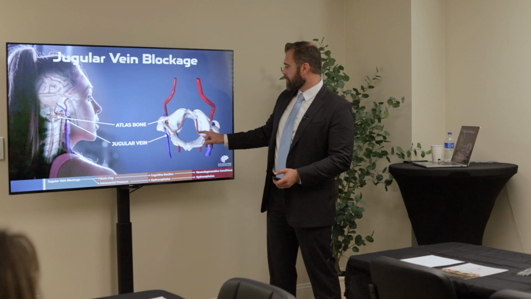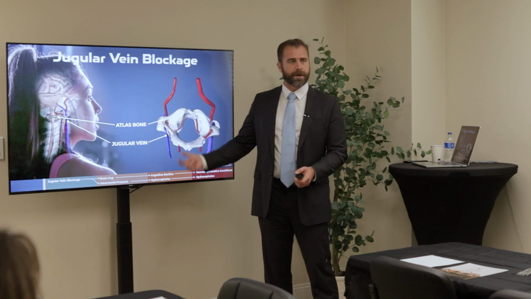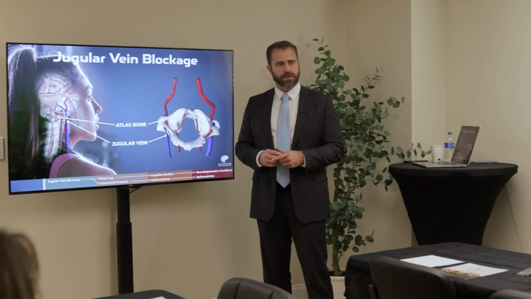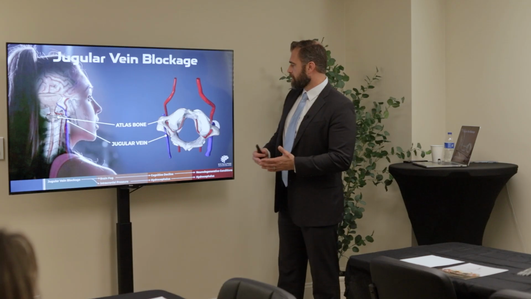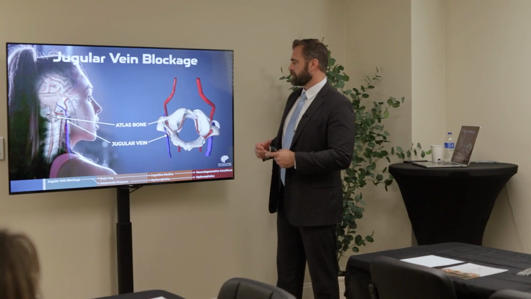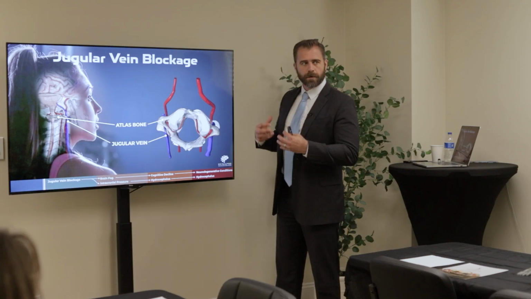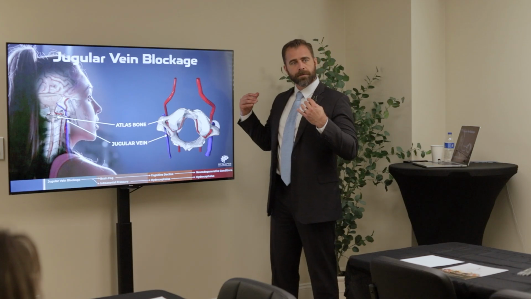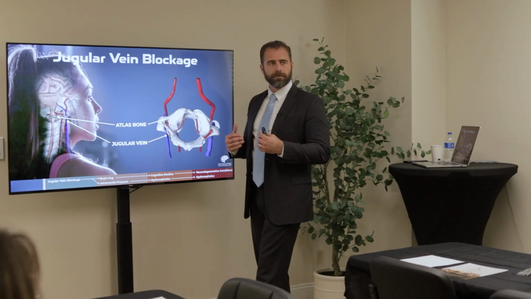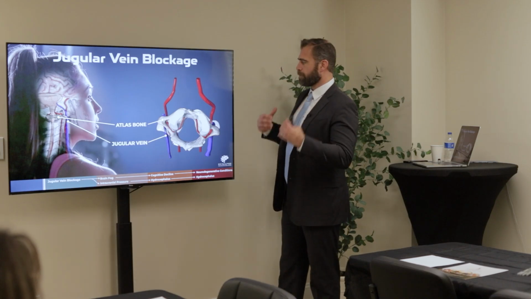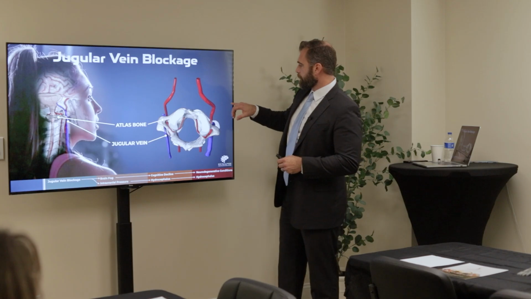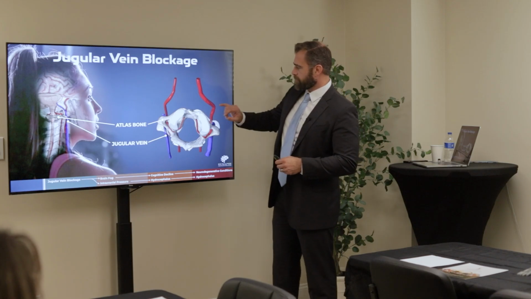They take a hard right turn and they actually puncture through the dura mater and go into the central spinal canal. The spinal canal, and they actually start to feed blood to the brainstem, the inferior cerebellum, and the posterior portion of the brain. Now, what we're going to be referencing right here is the jugular veins.